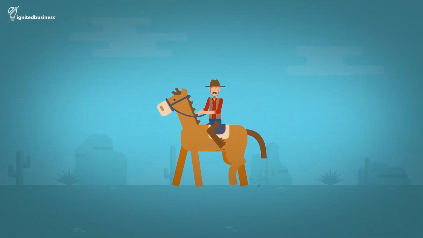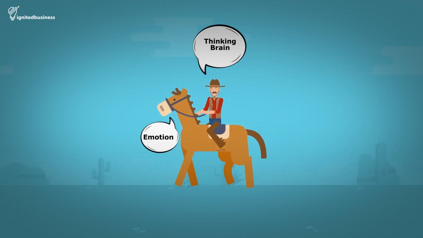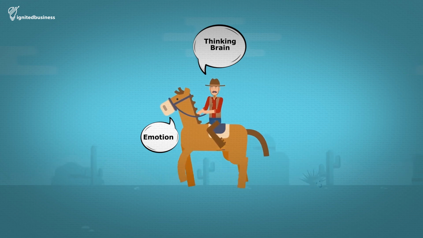Finally, all we need to do is find the optimal balance of thinking and emotion. It's like the story of the rider and the horse, where your thinking brain is the rider and your emotions are the horse. Without the horse, the rider is powerless and can't go far. And without the rider, the horse is unguided and he also can't go far. Only one scenario can take them to their destination, and that is if they both are in harmony and the rider is mounted and in control.